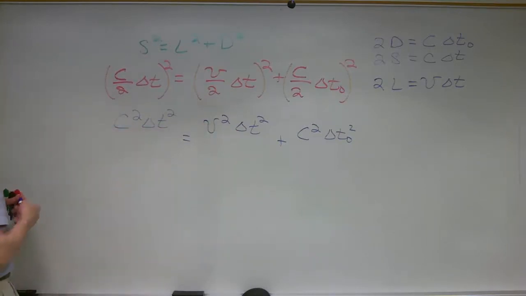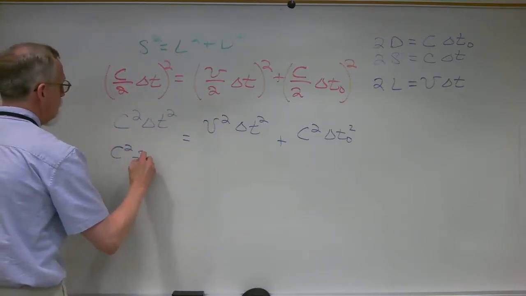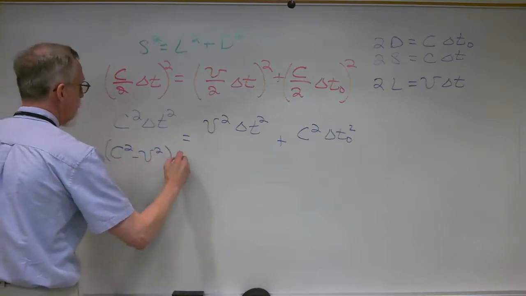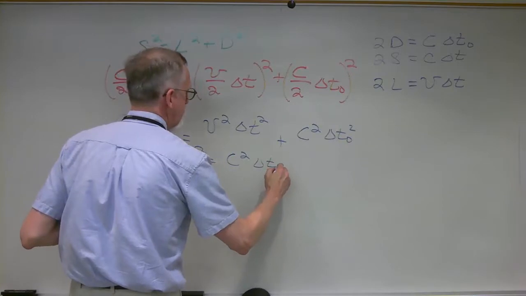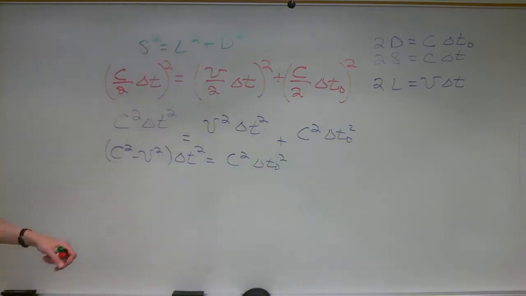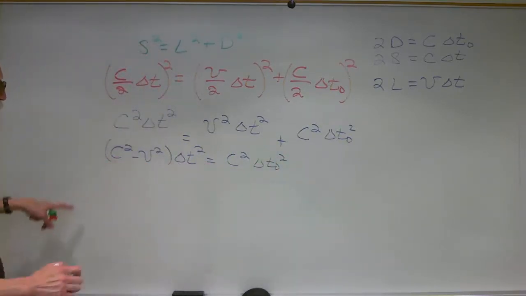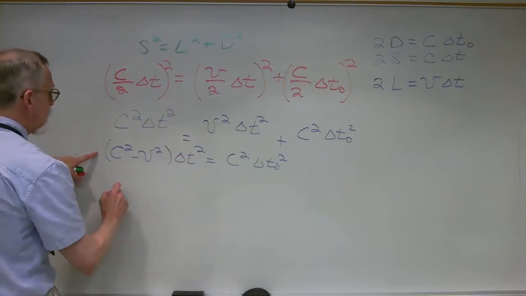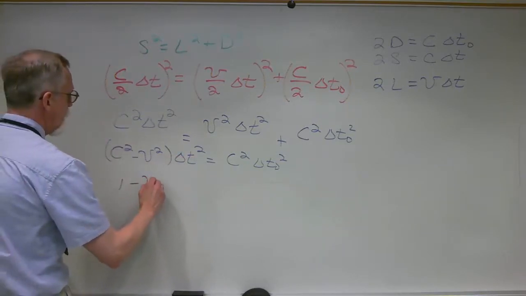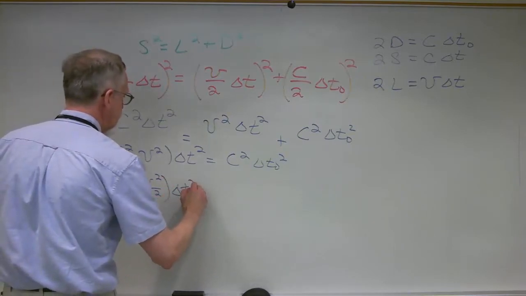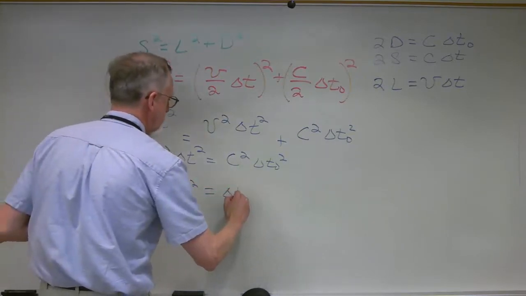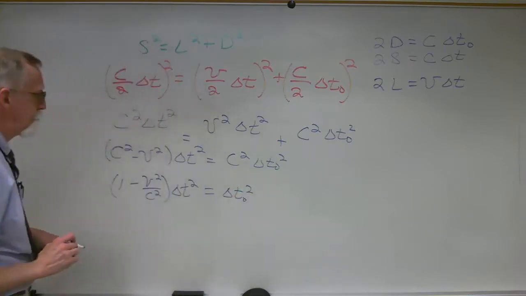Let's bring this term over here. We'll write this as C squared minus V squared times delta T squared equals C squared delta T naught squared. Let's divide both sides by C squared. So we'll have C squared over C squared, that's 1, minus V squared over C squared times delta T squared, which is equal to delta T naught squared.